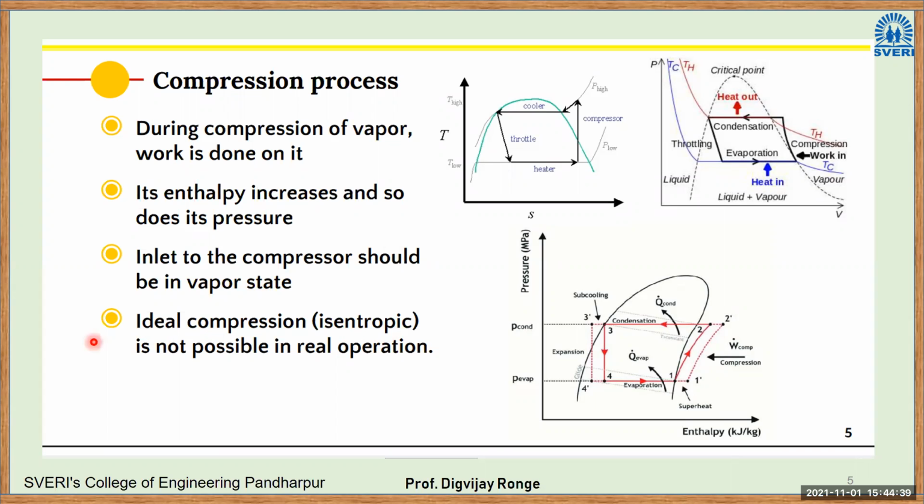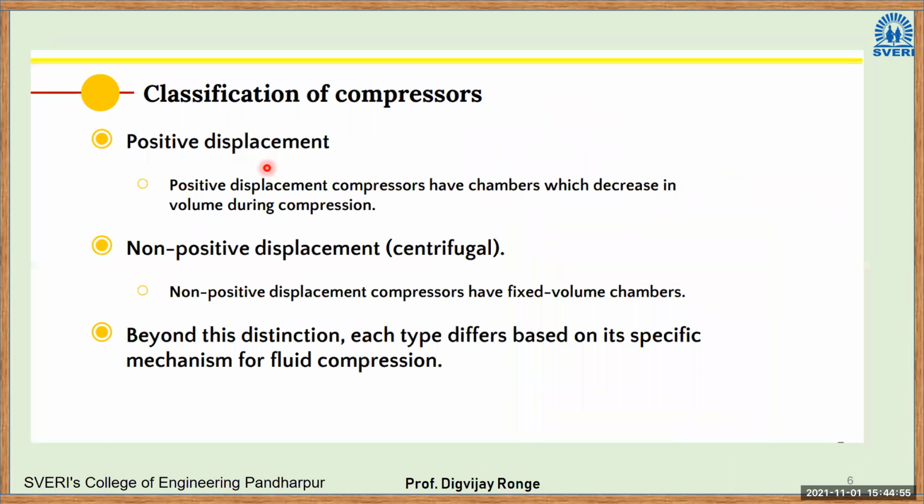Ideal isentropic compression is not possible in real operation. Isentropic means reversible adiabatic. The process is reversible as well as adiabatic. So in real cases, some heat loss takes place. Okay. So first we'll see about the compressors, then we'll see the evaporator, then we'll see the condenser.